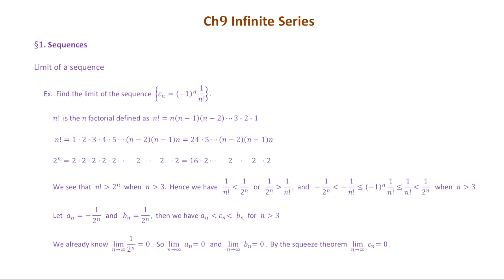Okay, I don't know if you learned the factorial before or not. The factorial of n, the n factorial, is defined as n times n minus 1 times n minus 2 times n minus 3 and so on, down to 3 times 2 times 1. So you just multiply all the integers from 1 up to n. That's called the n factorial.